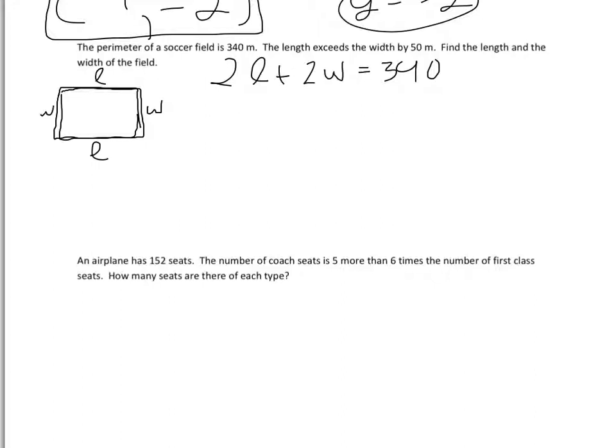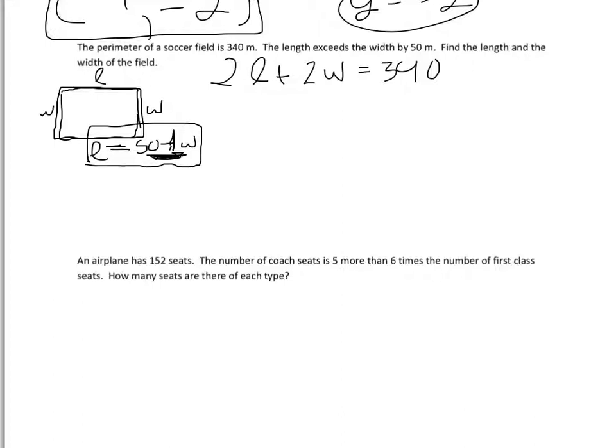Now, it says the length exceeds the width by 50. So the length is longer than the width, so it's 50 more than the width, so we can say L equals 50 plus W. Right here, the length exceeds the width by 50, so if we add 50 to the width, that will be the length.